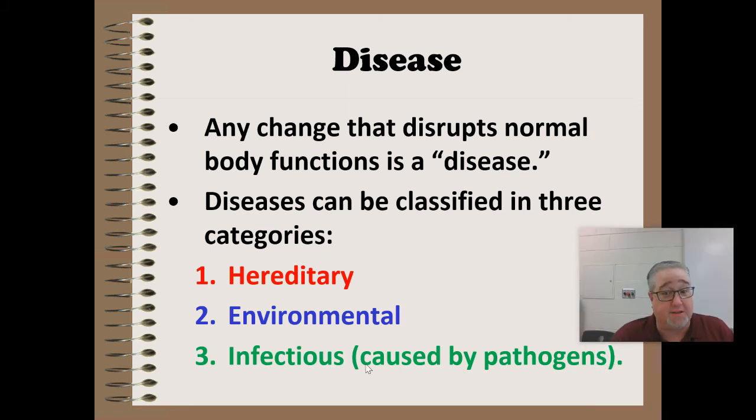Infectious diseases are diseases that are caused by pathogens. These are microorganisms. In some cases, they're large organisms that aren't microscopic, like worms, for example. Worms can be pathogenic. They can get into your body and cause diseases. But infectious diseases are caused by pathogens, and in most cases, they can be passed from one person to the next, depending on the type of infectious disease it is.